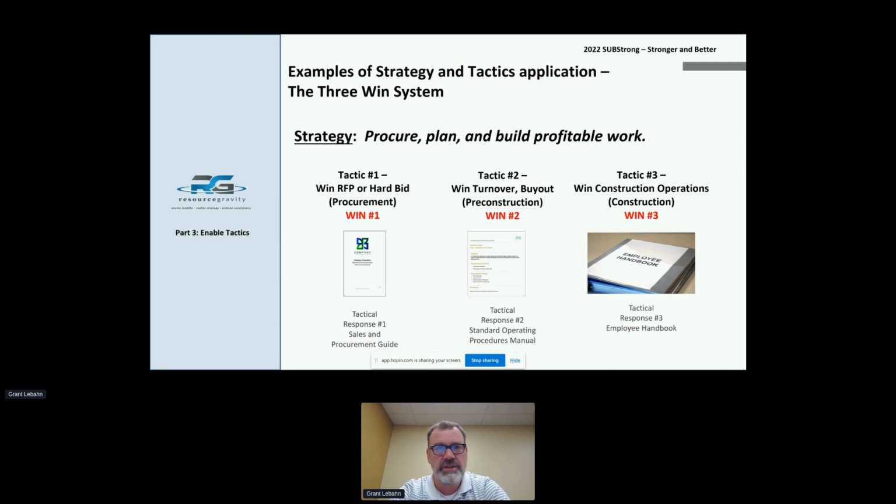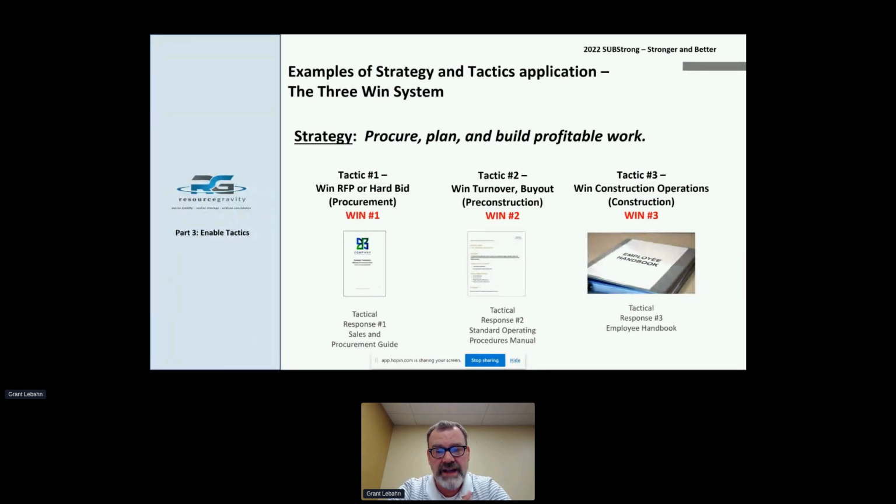Very basic, nothing special about this. No earth-shattering, oh my God, we're changing the world with this. But if we can procure, plan, and build profitable work, by God, we're going to make money. And we're probably going to train people, and we're going to have fun doing it. So I felt like that was a pretty good, basic strategy to look at.